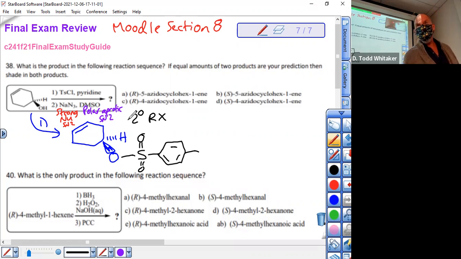If it's a primary RX, I could have a weak nucleophile and a polar protic solvent. You're not going to make a primary RX undergo SN1. I don't care what you do. There's no primary carbocation. But here I've got something that says I don't know, and I got the SN2. So azide is your guy.